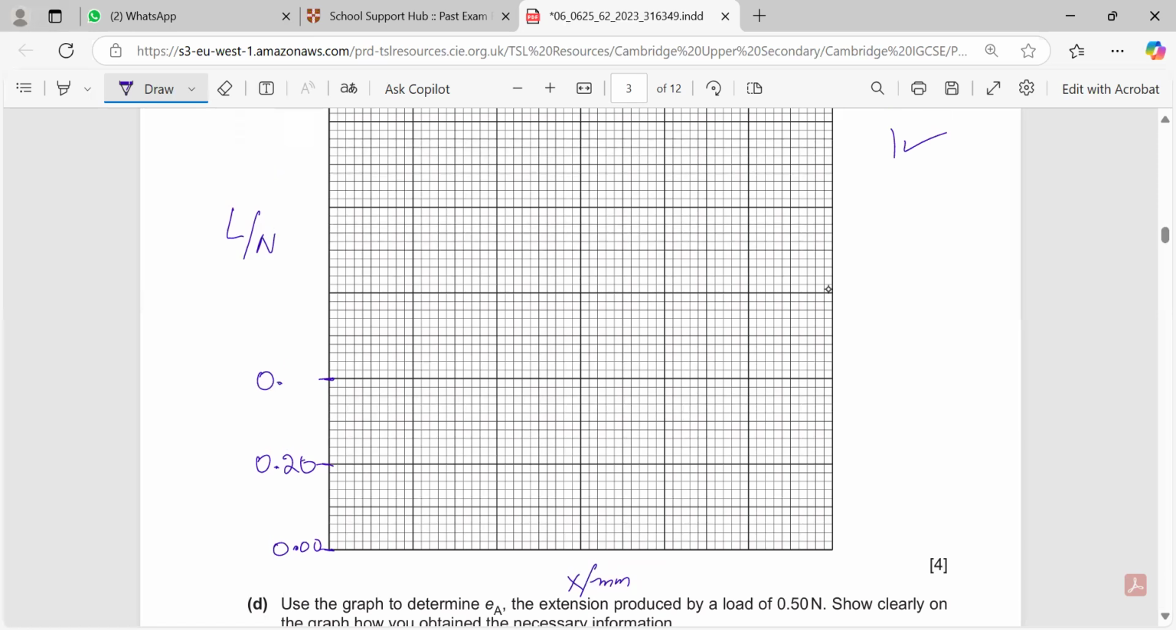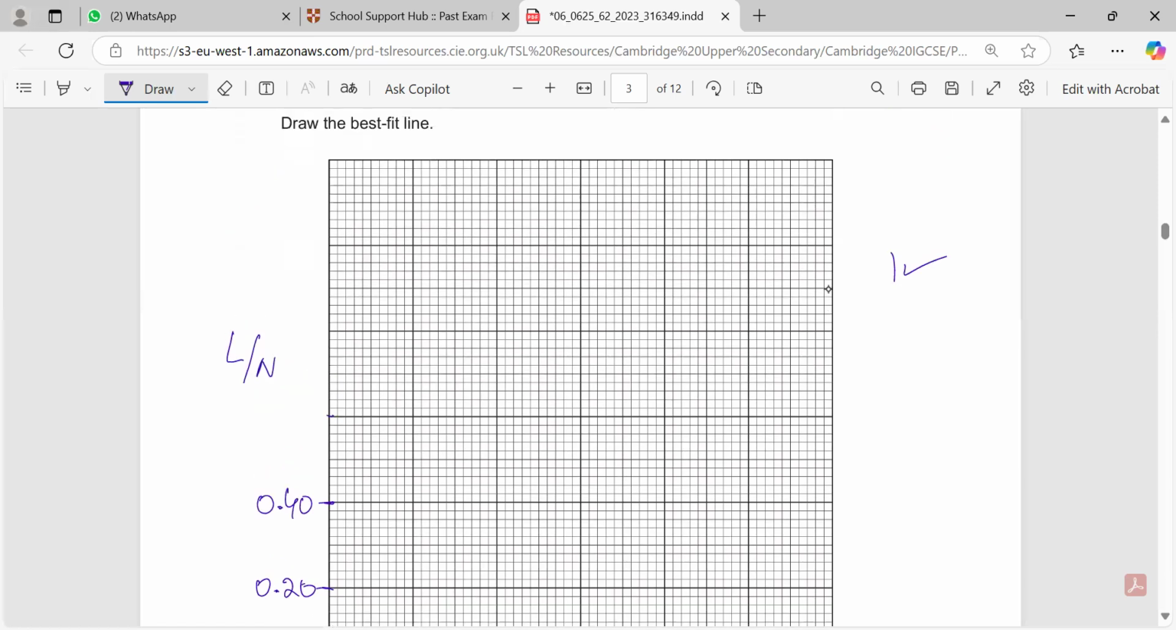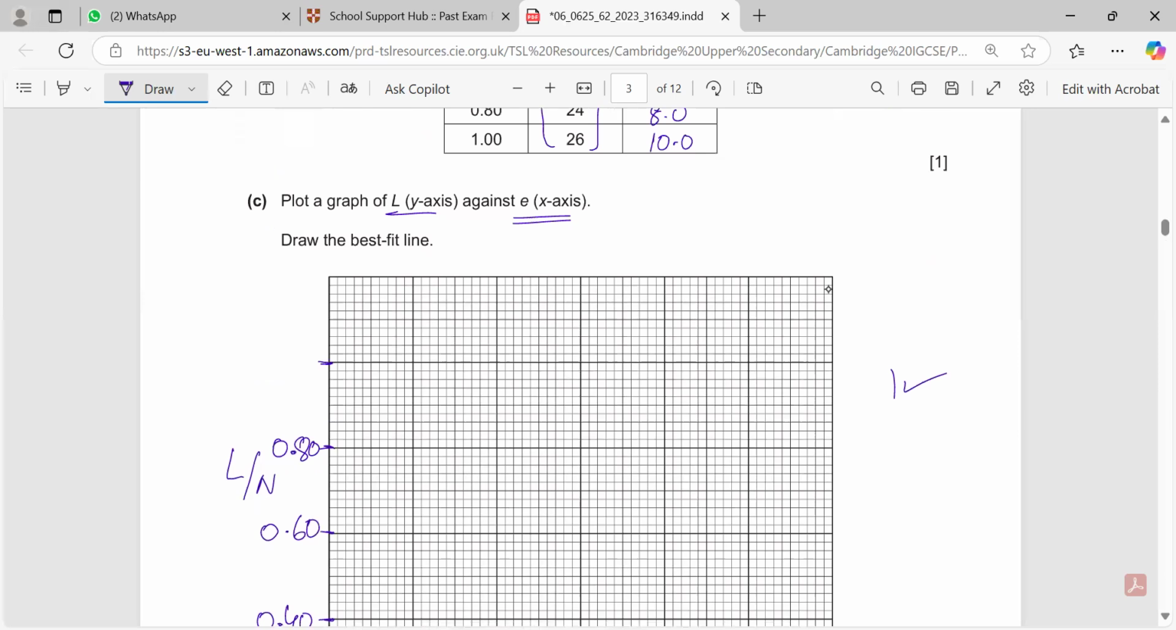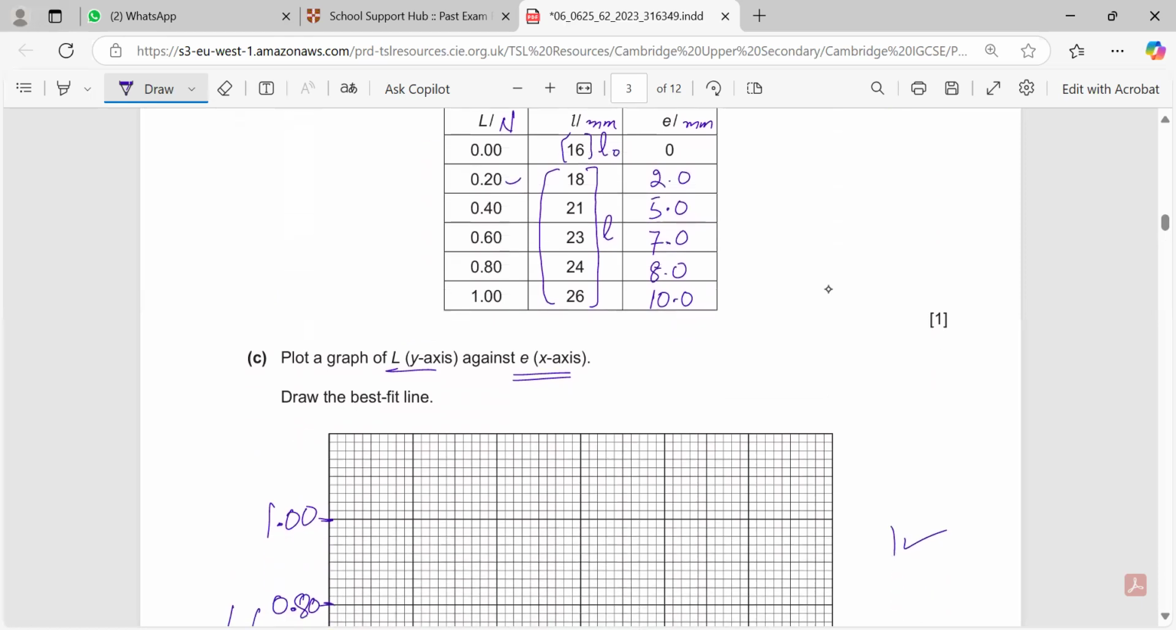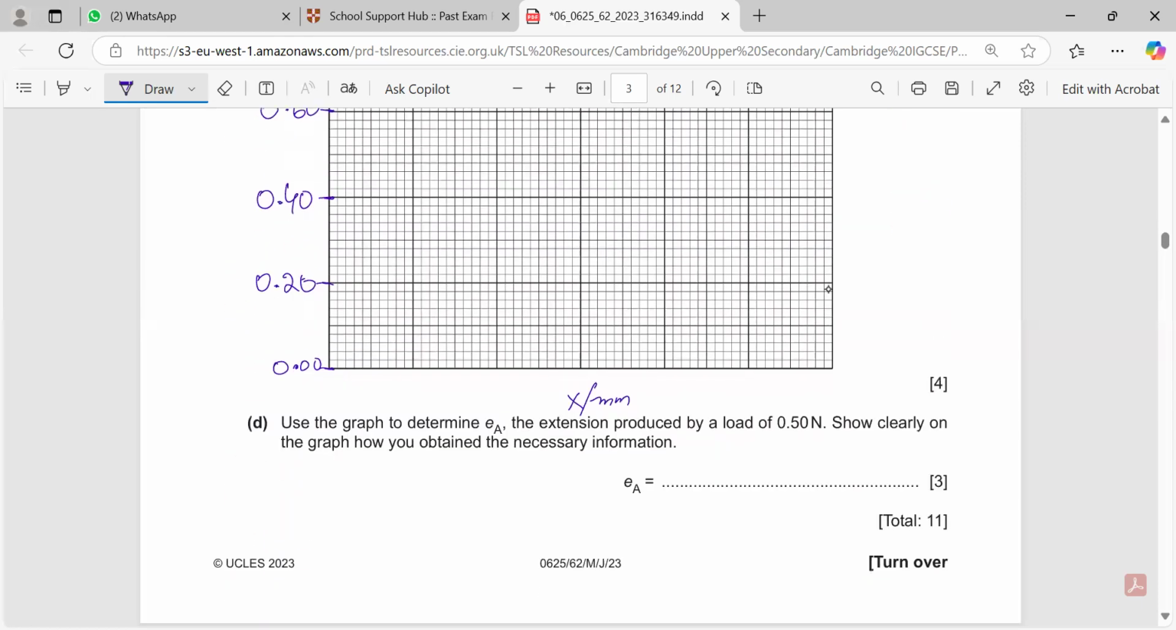This one will be 0, 0.40. Next value 0, 0.60. Then 0, 0.80. And this is 1.00. All the values of load are done. Now extension, 2 to 10. So what can we do?